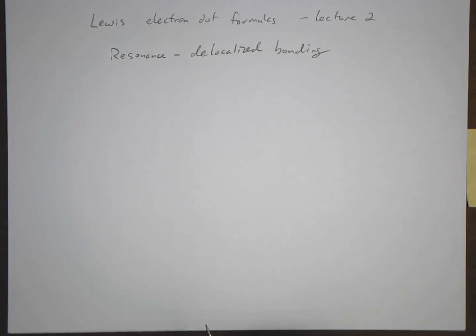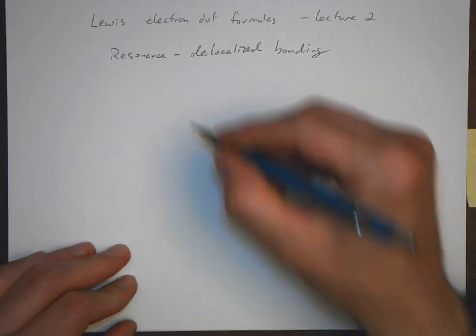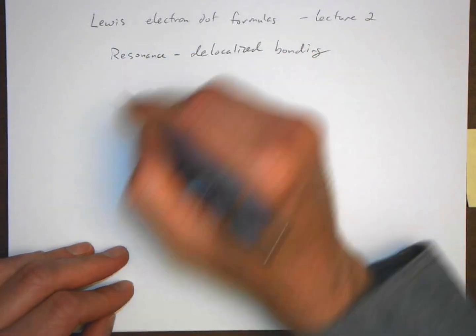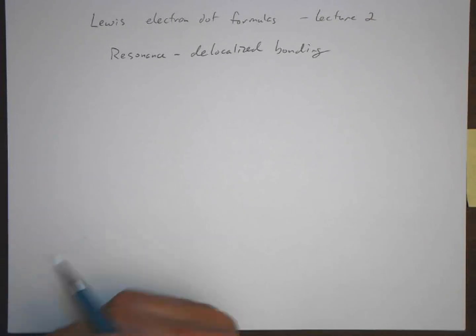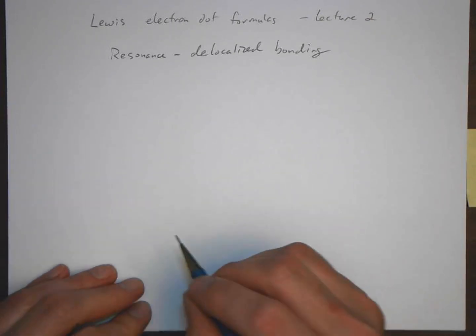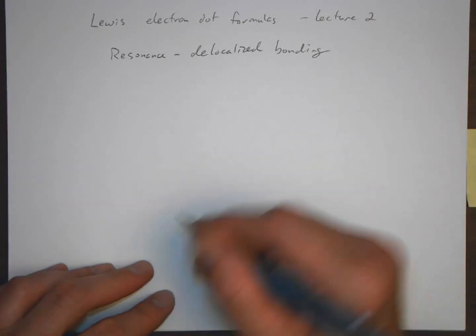This is the second lecture on Lewis electron dot formulas, and we're going to look now at something called resonance or delocalized bonding. This applies when a substance cannot be described by a single Lewis structure. So sometimes a substance cannot be described by a single Lewis structure. Here's an example.